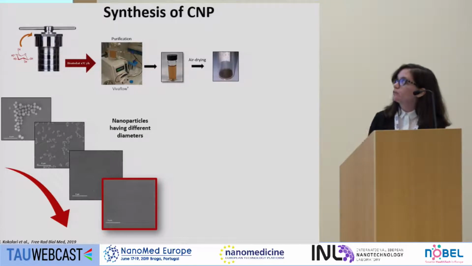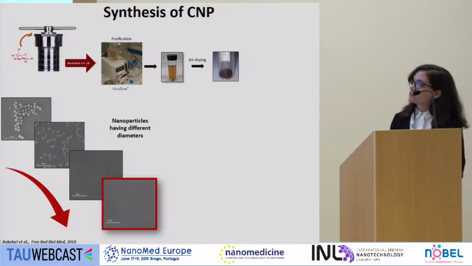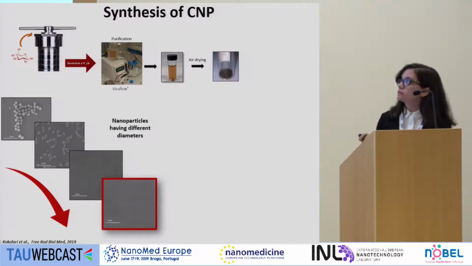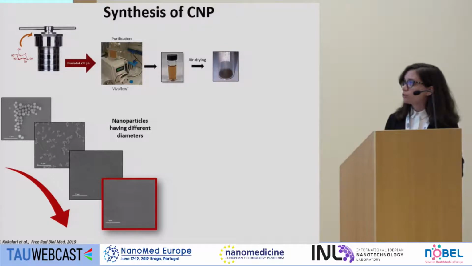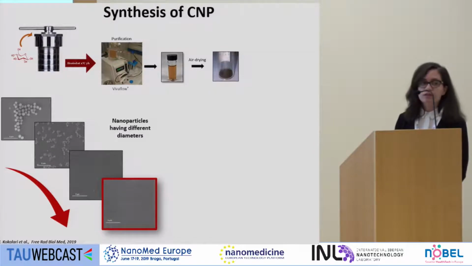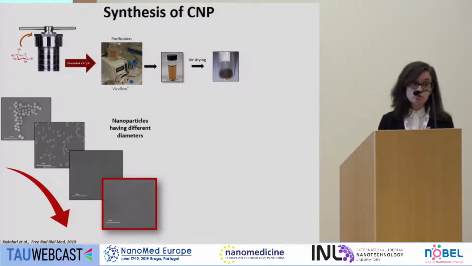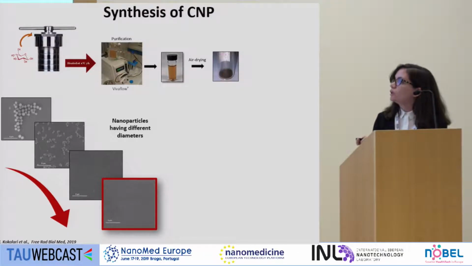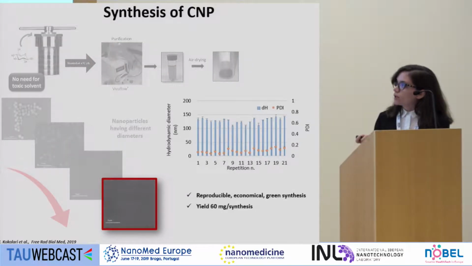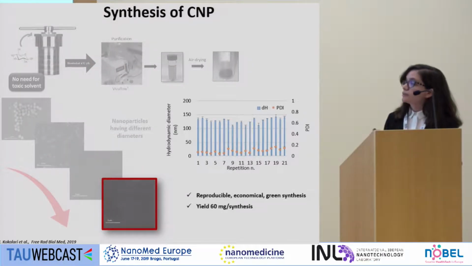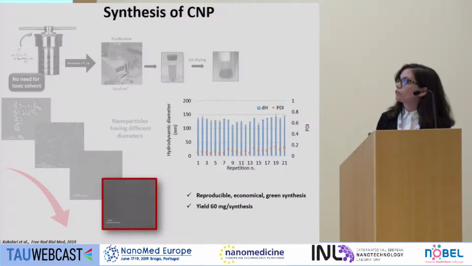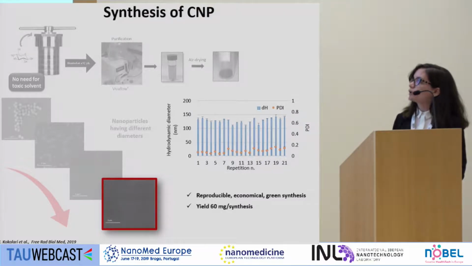Using the hydrothermal carbonization route, we were able to synthesize different types of nanoparticles with different diameters, and we optimized the protocol in order to obtain nanoparticles having a size near 100 nanometers, as the uptake of nanoparticles should be higher when the nanoparticles are smaller. So the optimized protocol was used more than 20 times in our lab, and it results in the production of reproducible nanoparticles with a good yield.